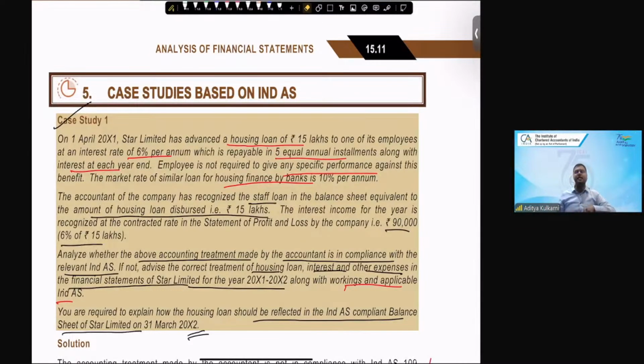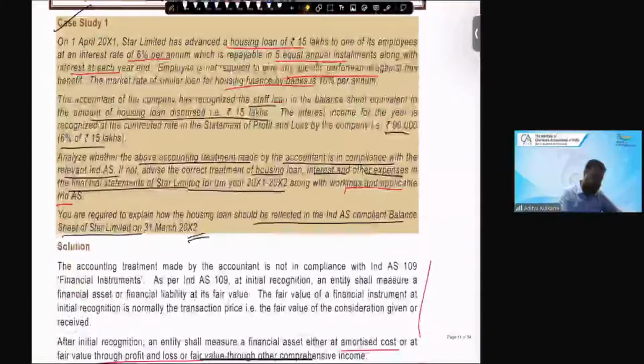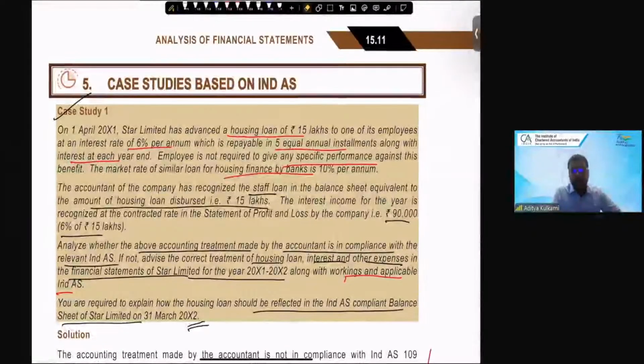So that is something that you are going to have as part of your solution. You have to tell that they have not complied with Ind AS 109 requirements, and you have to give those requirements. Now, if I have to do this presentation, how will I do it? How will I calculate this particular requirement? How will I calculate?